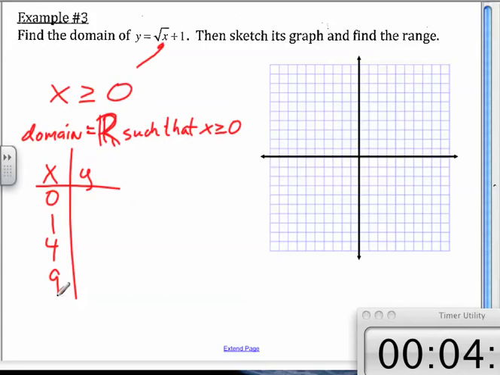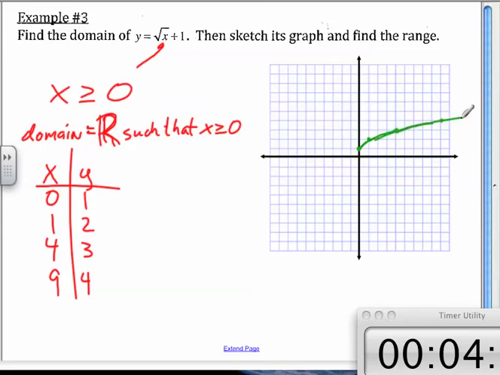When I plug in 0, y equals the square root of 0, which is 0, plus 1. The square root of 1 is 1 plus 1 is 2. The square root of 4 is 2 plus 1 is 3. The square root of 9 is 3 plus 1 is 4. Now, when I sketch this, I'm going to get (0, 1), (1, 2), (4, 3), (9, 4). So I have a graph that looks something like this.